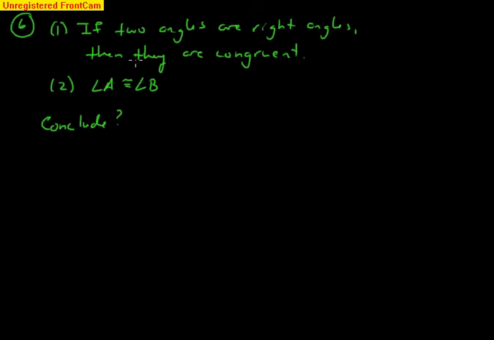And again, let's try to create the arguments in symbols. If two angles are right angles, then they are congruent. This is a P implies Q, or an if P then Q. The hypothesis is the P, and the conclusion is the Q. So what is this saying? This is talking about two angles being congruent. If we look at the statement above, this is saying that Q is true.